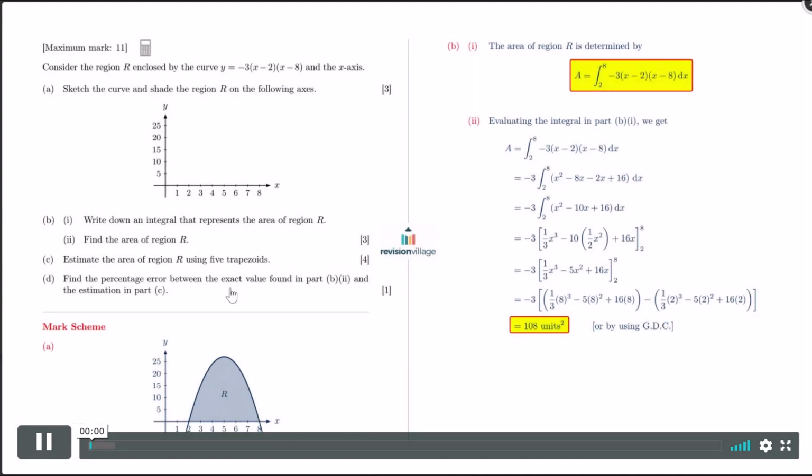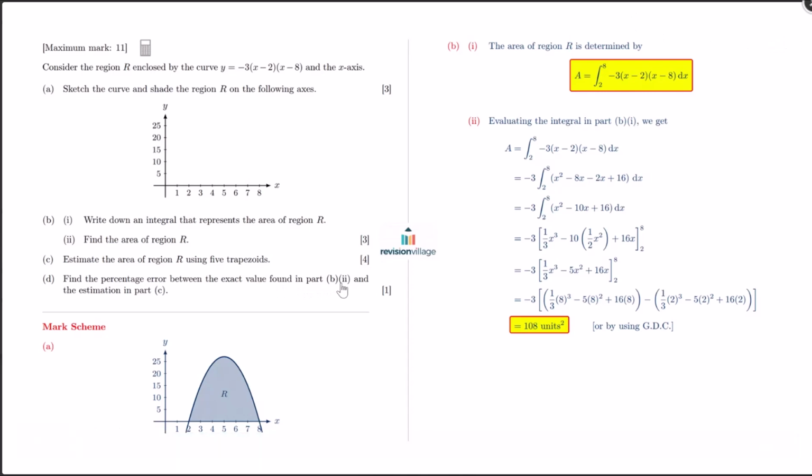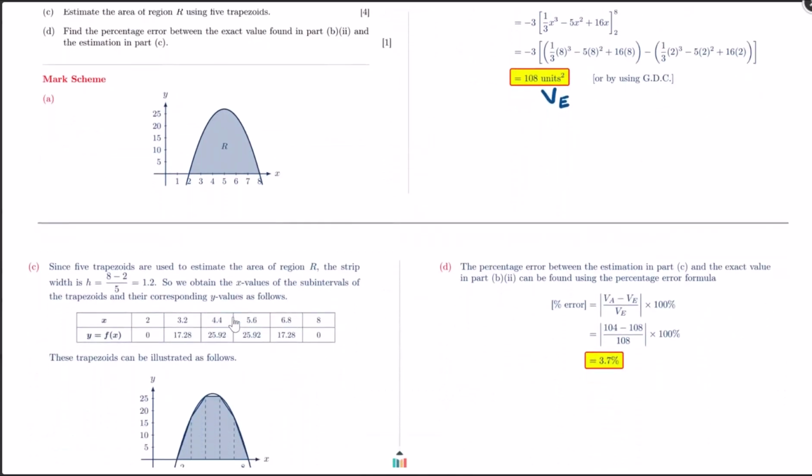Part D, find the percentage error between the exact value found in part B, the second part of B. That's this one here. So let's call this the exact value, VE, and the estimation using the trapezoidal rule found in part C. So that's down here. So this here.